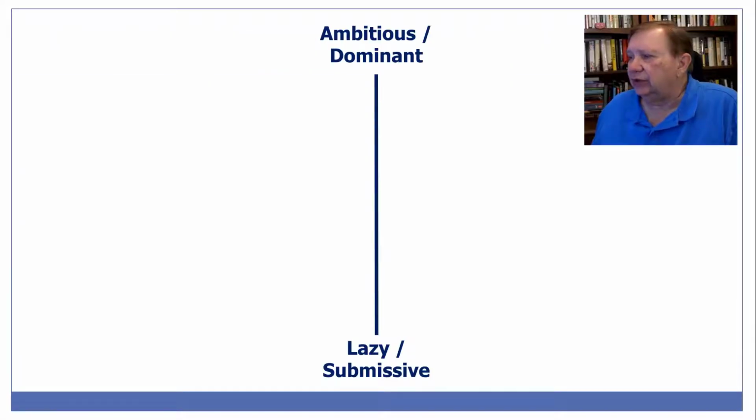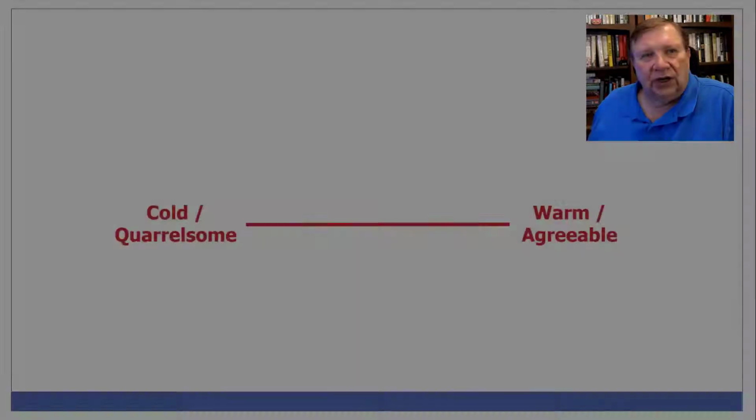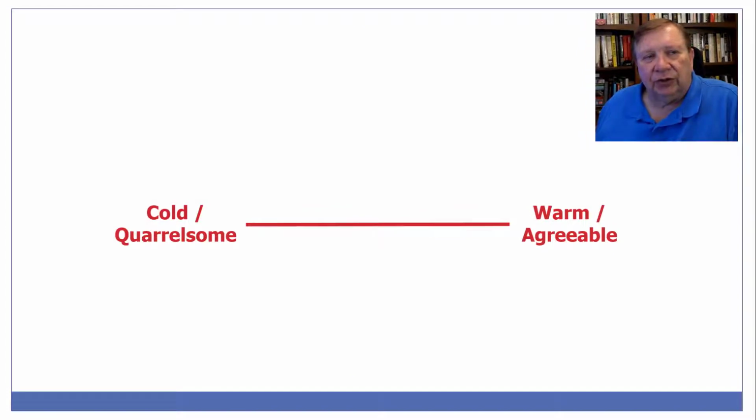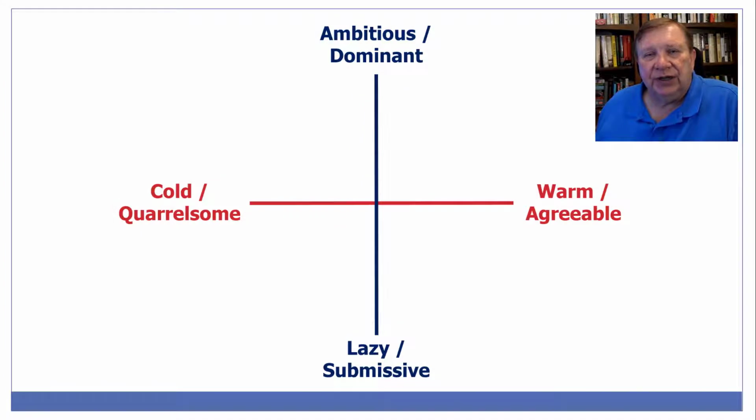First axis here, ambitious and dominance versus lazy and submissive. Find this in most trait models. If you don't find some combination of this in your trait model, I'll tell you one thing about your trait model. It's wrong. Our second dimension, warm and agreeable to cold and quarrelsome. Put them together, they're at 90 degrees to each other, or as I just said, they're what? Orthogonal? Very good.